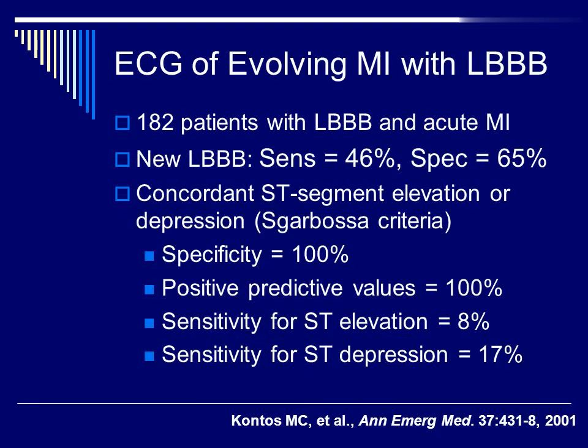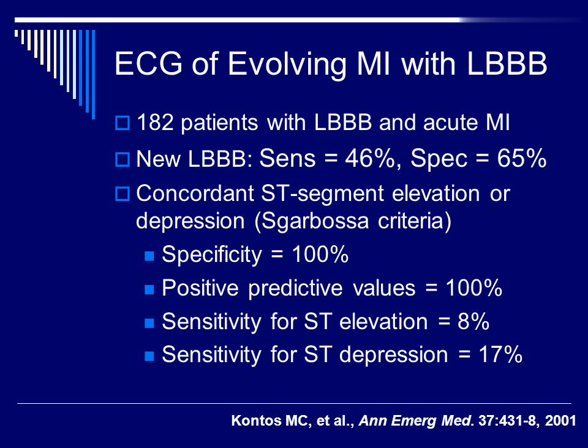ECG of evolving MI with LBBB. 182 patients with LBBB and acute MI. New LBBB, sensitivity equals 46%, specificity equals 65%. Concordant ST segment elevation or depression, Sgarbossa criteria: specificity equals 100%. Positive predictive value equals 100%. Sensitivity for ST elevation equals 8%. Sensitivity for ST depression equals 17%.